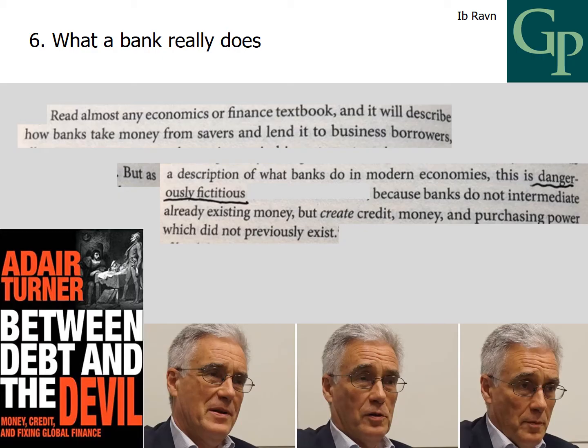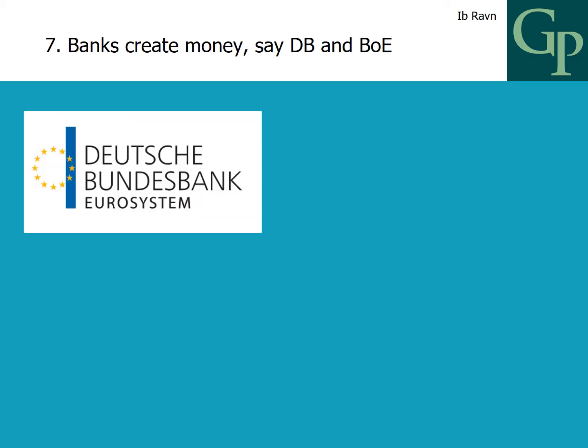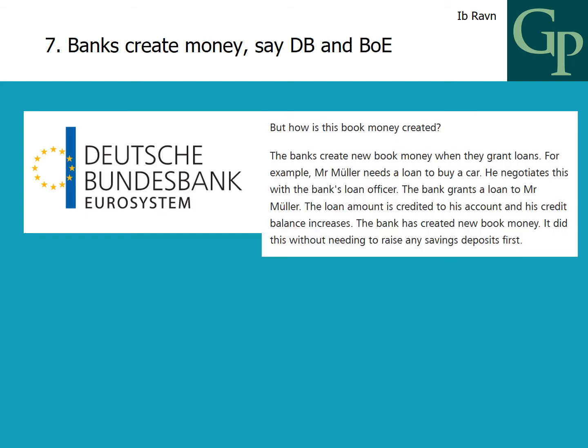Let's see what two central banks say. The Deutsche Bundesbank, that's the German central bank, on their website, it reads, "But how is this book money created?" And book money is the German term Buchgeld for bank money. "The banks create new book money when they grant loans. For example, Mr. Muller needs a loan to buy a car. He negotiates this with the bank's loan officer. The bank grants a loan to Mr. Muller. The loan amount is credited to his account and his credit balance increases. The bank has created new book money. It did this without needing to raise any savings deposits first."